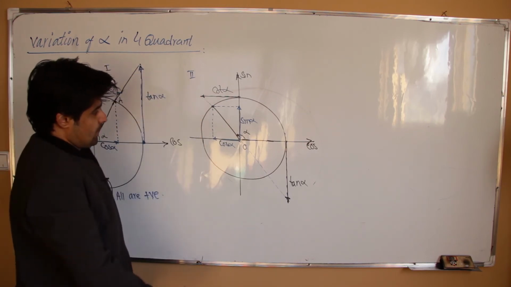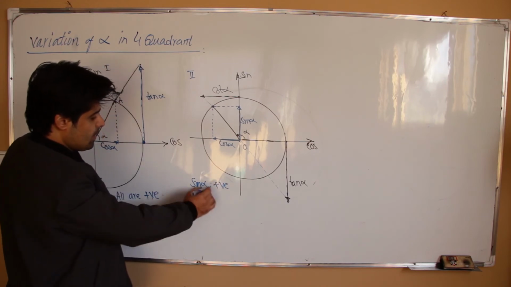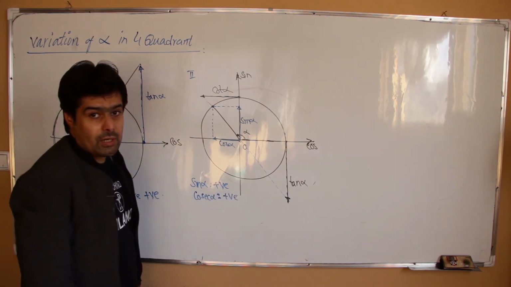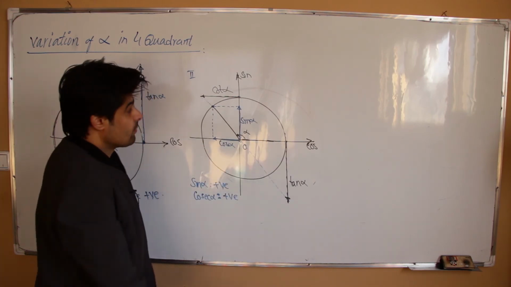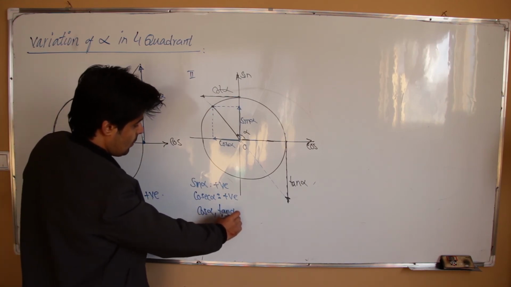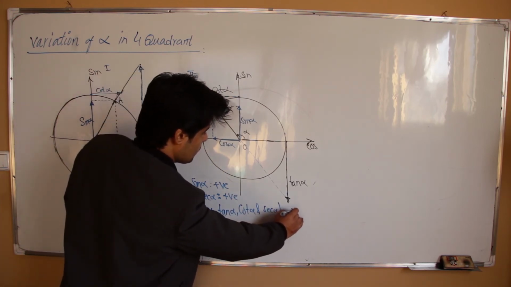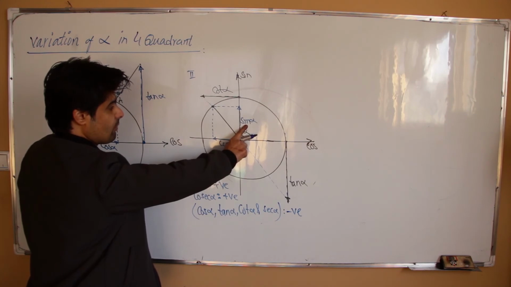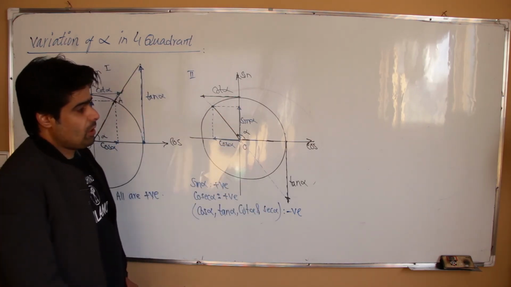Now what do you think? In the second quadrant, sine goes upward. It means sine is positive. And the reciprocal of sine, cosecant, is also positive. But the remaining ones are negative. Why? Cosine goes to the left side, it's negative. Tangent goes downside, it's negative. Cotangent is also negative. The remaining ones, which are cosine, tangent, cotangent, and secant alpha, are negative.